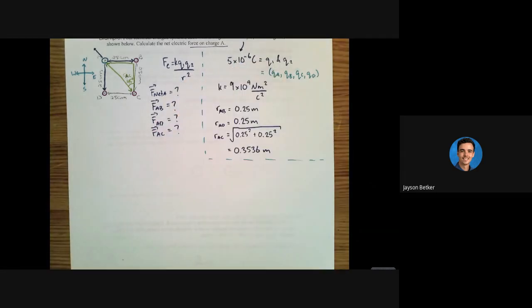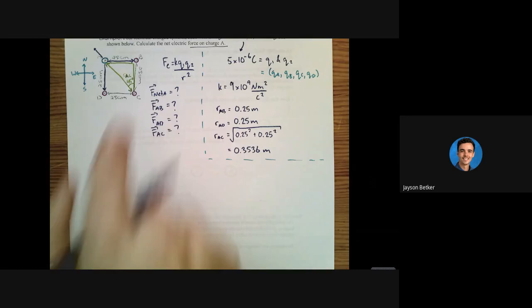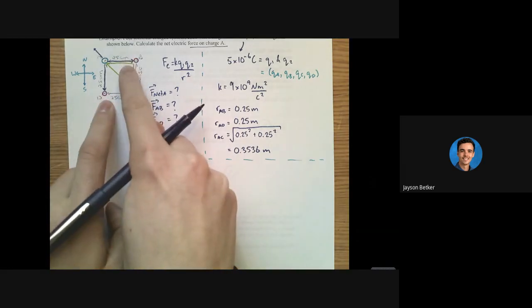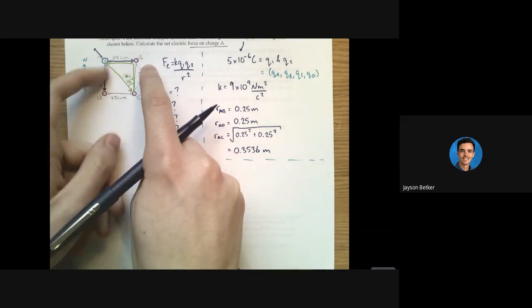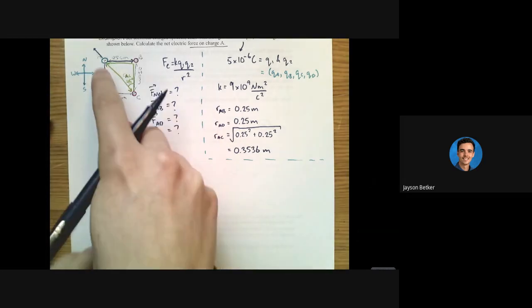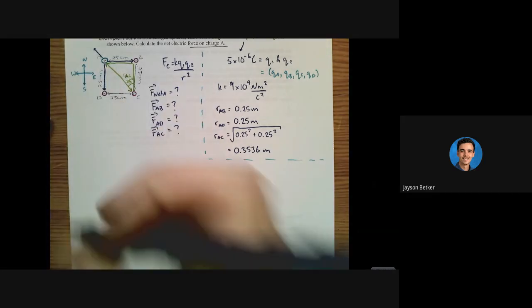Okay, let's get started. Let's start with the two easier ones. I'm going to call these ones easier because they're going to be the exact same. The only difference is that B is pulling it to the east and D is pulling it south. So let's start off with FAB.